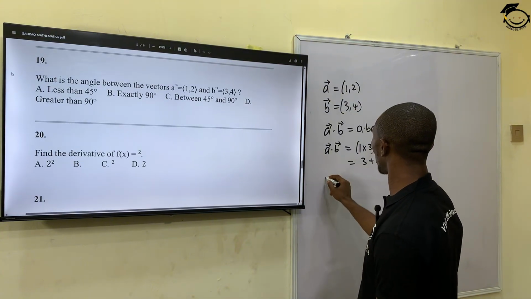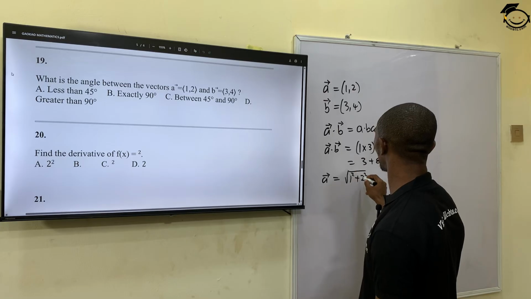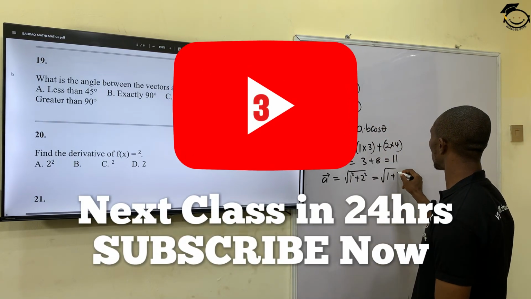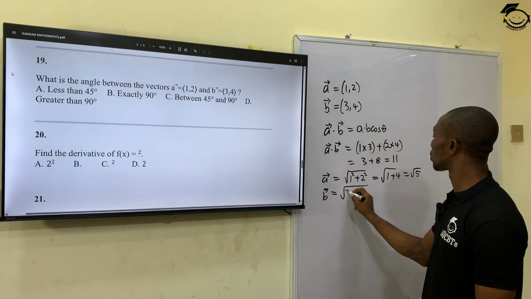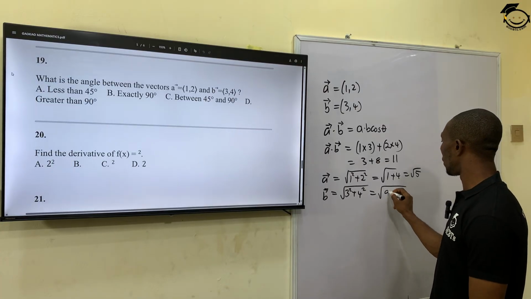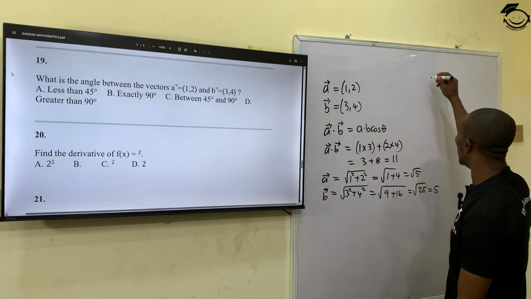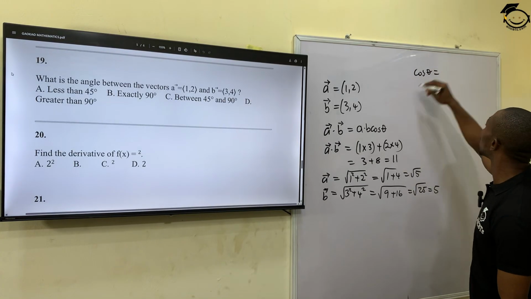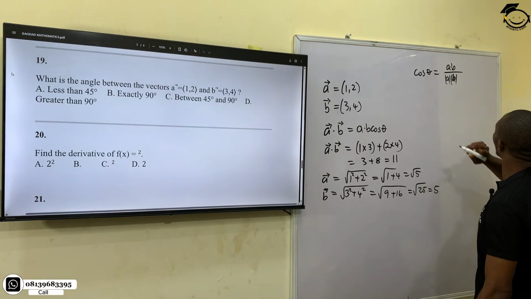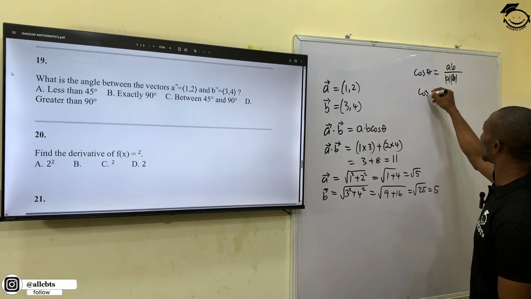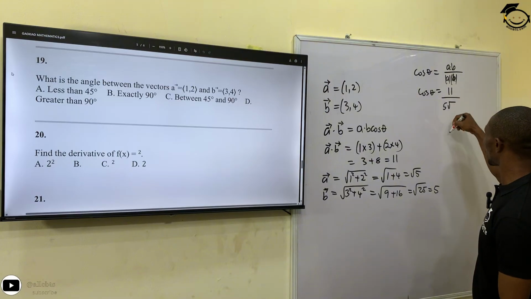And now finding our magnitude for A will become root 1 squared plus root 2 squared, which will give us root 1 plus 4, which is root 5. And the magnitude of B will become root 3 squared plus 4 squared, which will give us root 9 plus 16, which is root 25, which is 5. Alright, now we know that our cos theta here will become A dot B over the product of our magnitudes. So this will give us cos theta equals A dot B, which is 11, all over 5 root 5.